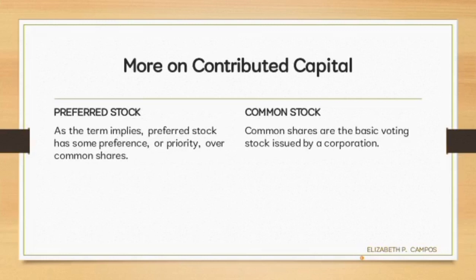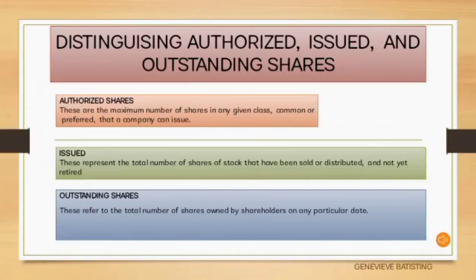When discussing share ownership, confusion sometimes arises in distinguishing among authorized, issued, and outstanding shares. Authorized shares are the maximum number of shares in any given class, common or preferred, that a company can issue. On the other hand, issued shares represent the total number of shares of stock that have been sold or distributed and not yet retired. Outstanding shares refer to the total number of shares owned by shareholders on any particular date. It equals the number of shares issued less the number of shares in treasury.